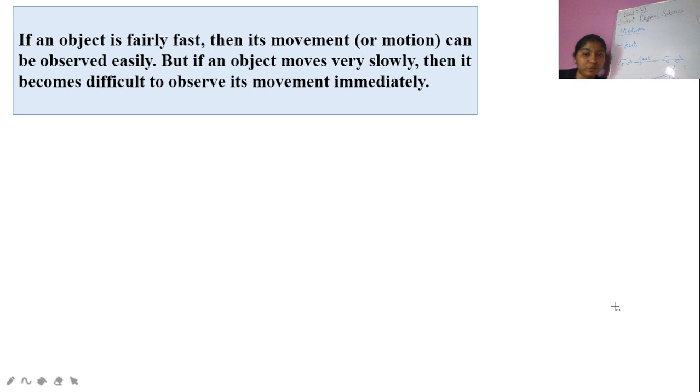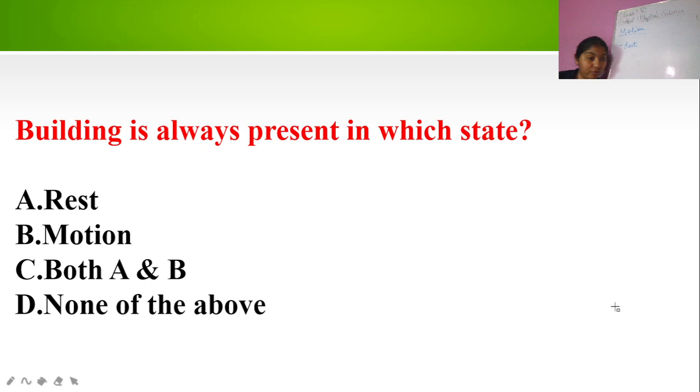Okay, now students, there is an MCQ. Choose the correct answer. Firstly read the statement, then go with the answer. A building is always present in which state? A is rest, B is motion, C is both A and B, and D is none of the above. Students, make sure you read the statement and the options completely. Sometimes the questions and options are very confusing, so please choose the best option from these.